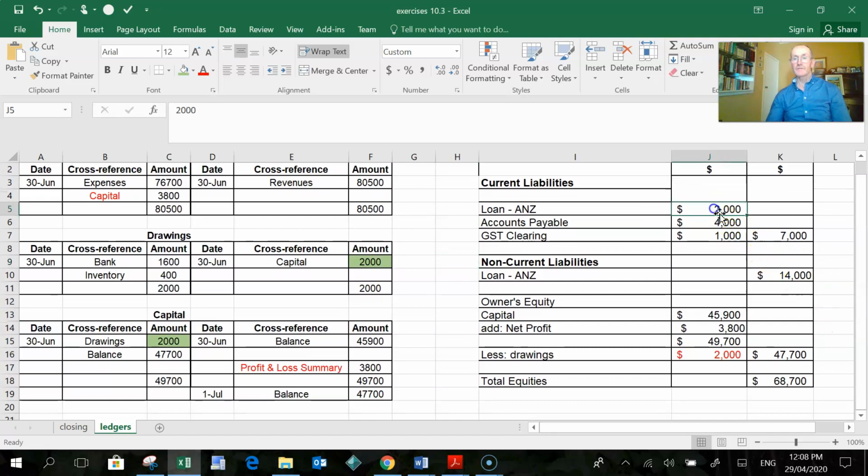So always remember to split the loan. What's due in 12 months goes there. Balance is non-current. The profit is added. There was some problem in the solutions. I think they had a different figure there, but you just take my figure. And less the drawings. Right?